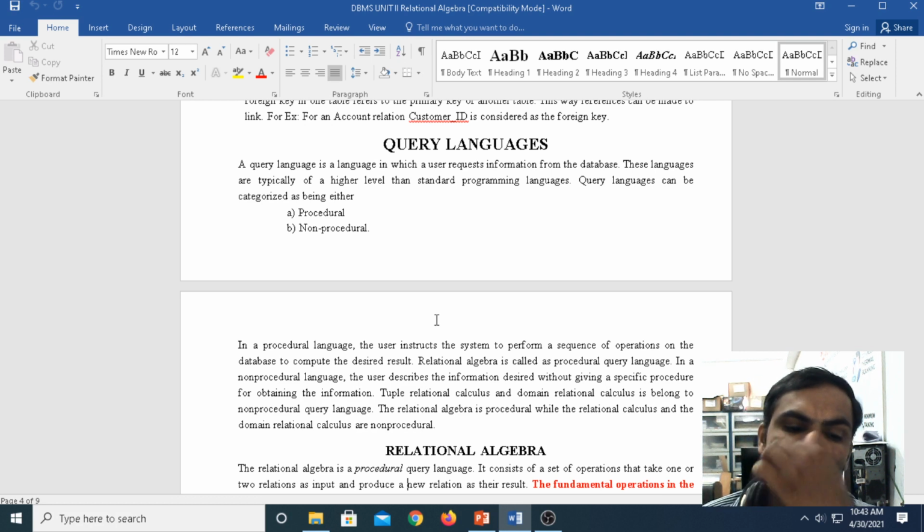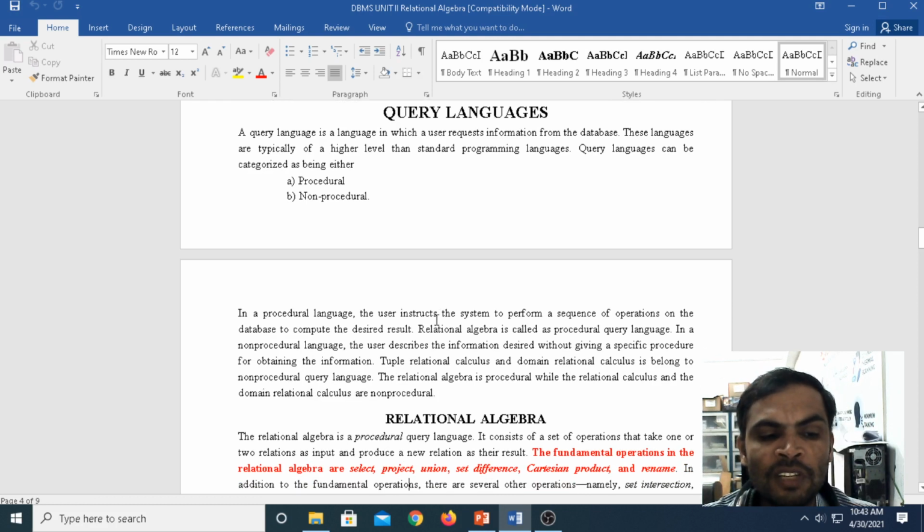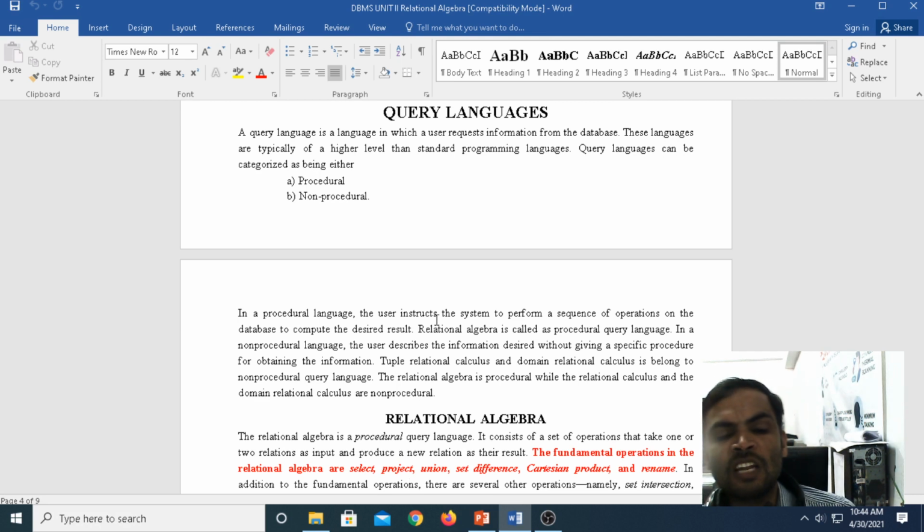Now, coming to relational algebra, it is categorized into different types of operations. The procedural query language of relational algebra consists of a set of operations. It is categorized into three types: fundamental relational algebra, additional relational algebra, and extended relational algebra operations. Under the fundamental relational algebra operations, we have selection, projection, union, set difference, Cartesian product, and rename. Six operations are available under relational algebra.